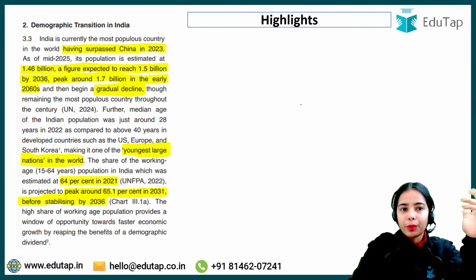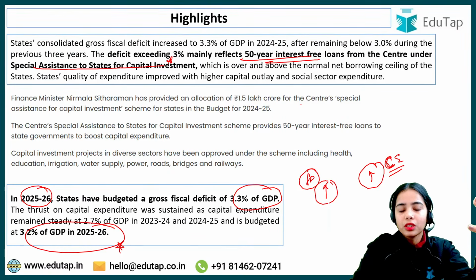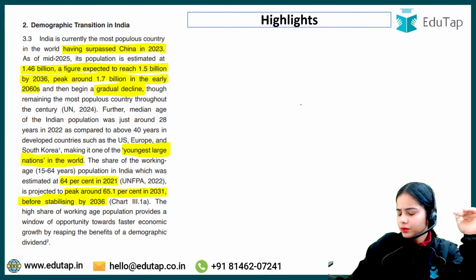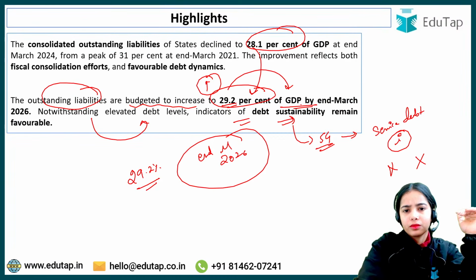Now coming to the demographic transition. So we have discussed the state finances. Any confusion here? So let me just give you the brief.